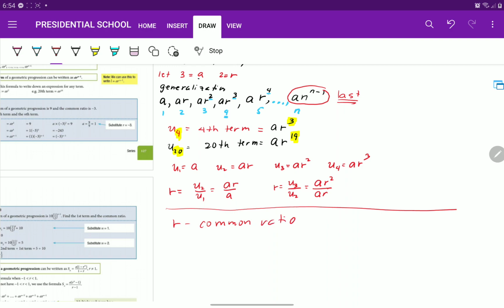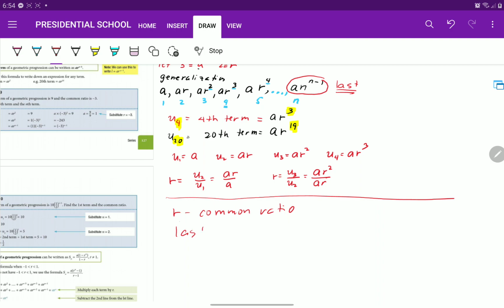Okay, and then the last term, or u sub n, is equal to a r to the n minus 1. And for you to be able to get the r, that r is equal to the ratio or the quotient of either the second over the first, or the third over the second, or the fourth over the third. It's up to you. Okay?